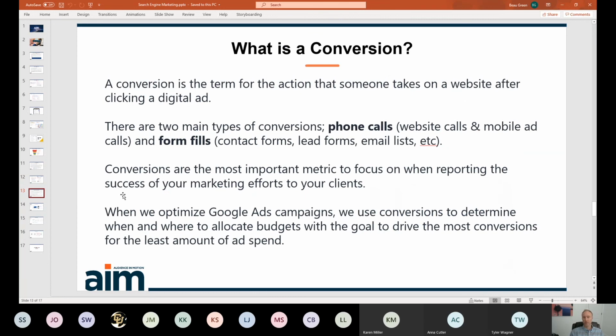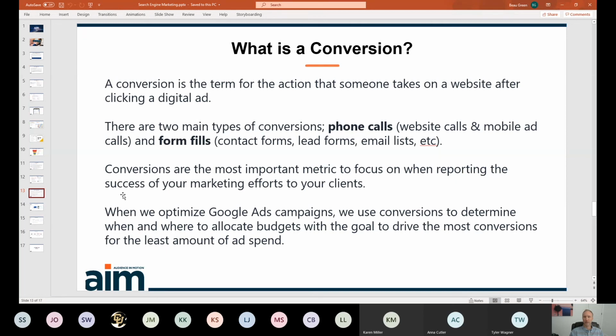So what is a conversion? A conversion is the term for the action that someone takes on a website after clicking on the ad. There are two main types of conversions: phone calls, whether that's a website call or a call from that mobile call only ad, or if they fill out a form on the website. That could be a contact form, a lead form, if they're subscribing to an email list, any of those forms. Those are going to be the two main conversion types that we are going to track with their Google Ads campaign.